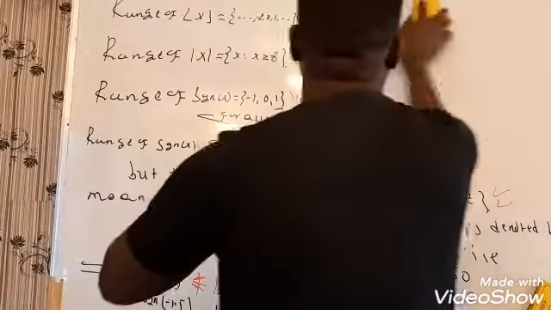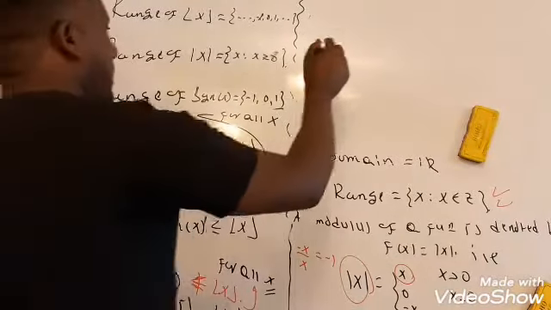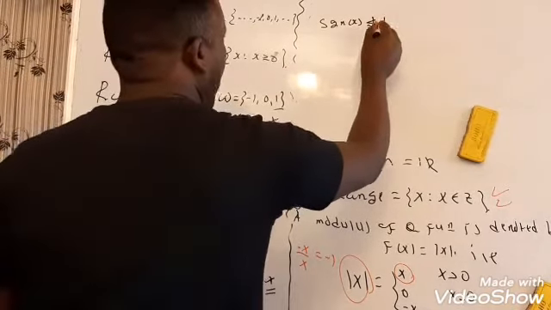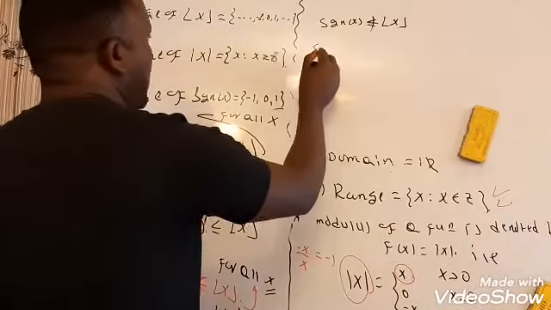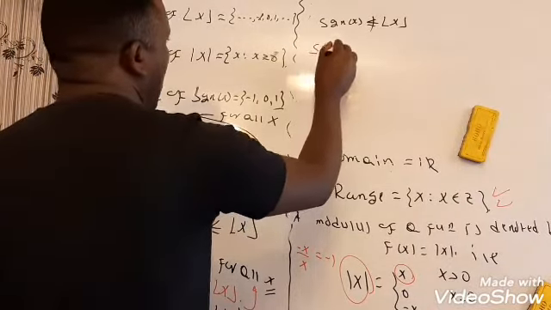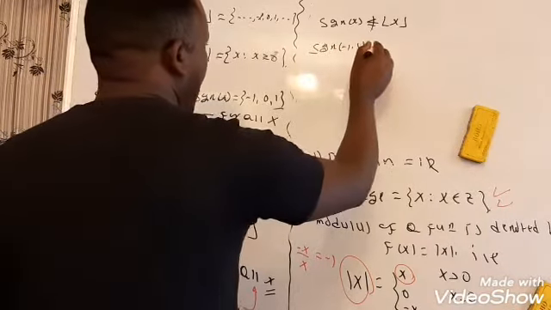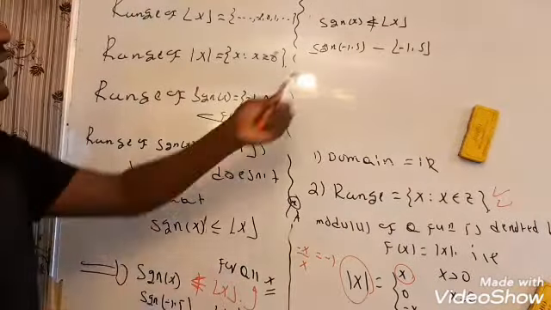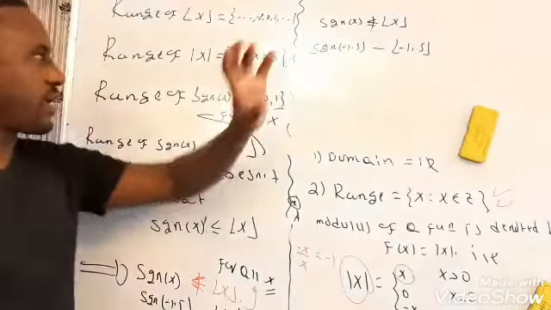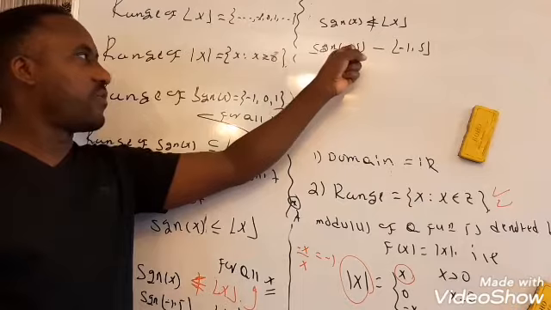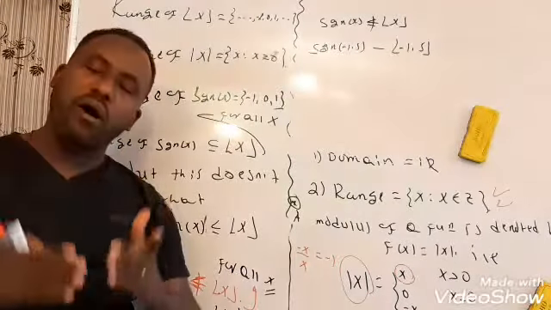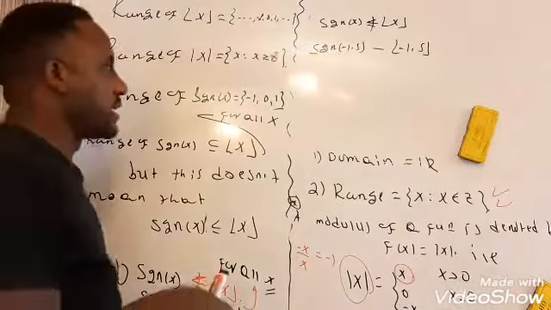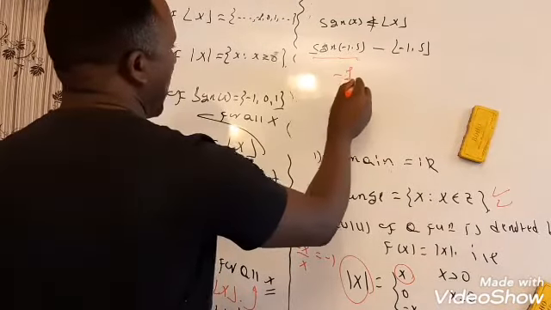Now let me explain here. Look, signum of x generally. For example, signum of negative 1.5. What is signum of negative 1.5? For any real number x that is less than 0, signum is always minus 1. So this is directly negative 1.